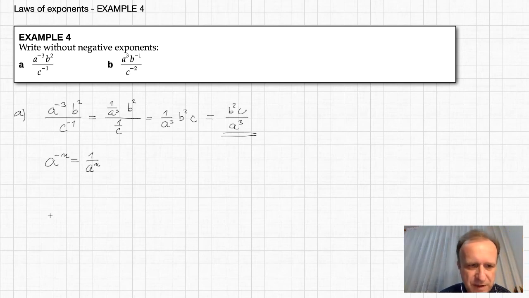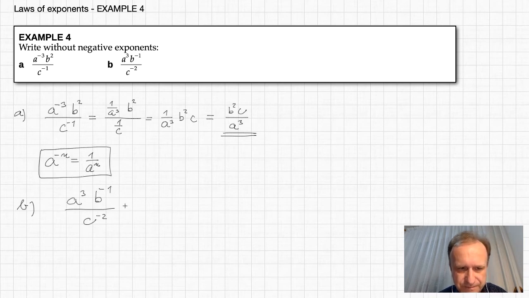Okay, now let me do the following one, part b. So we have a to the power of 3 times b to the power of negative 1 divided by c to the power of negative 2. Okay, so again, let us invoke this law if necessary.